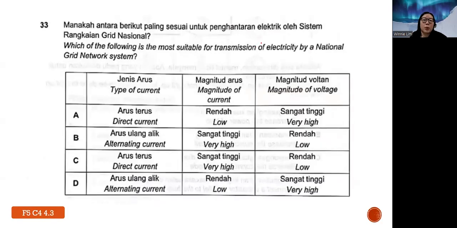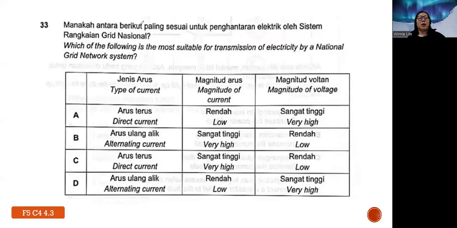Okay, 33. Which of the following is the most suitable for transmission of electricity by a national grid network system? Okay, so after the current is being generated in the power plant, it will go through a process through this transmission line and then reach your house. During these transmissions, we will actually use a transformer. The function of a transformer is to step up or step down the voltage.